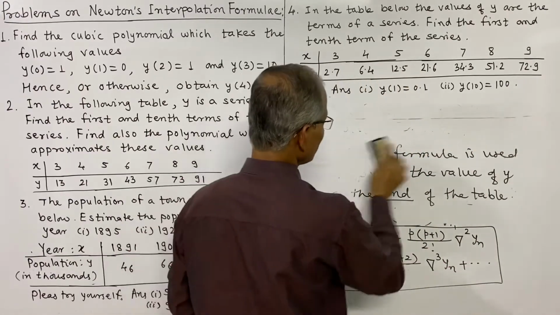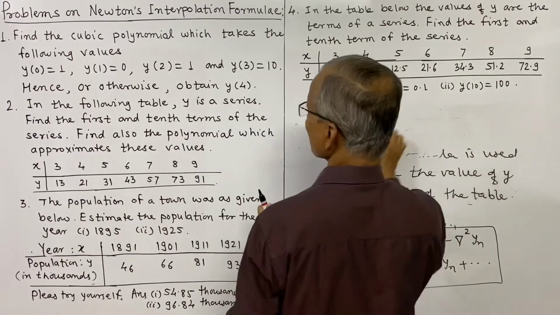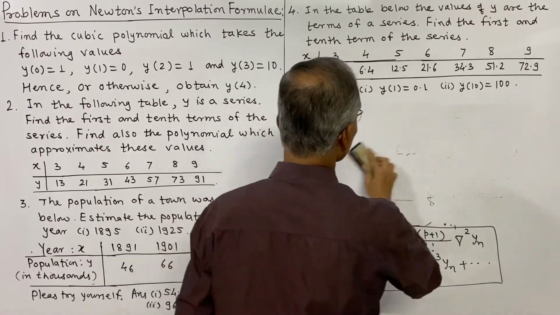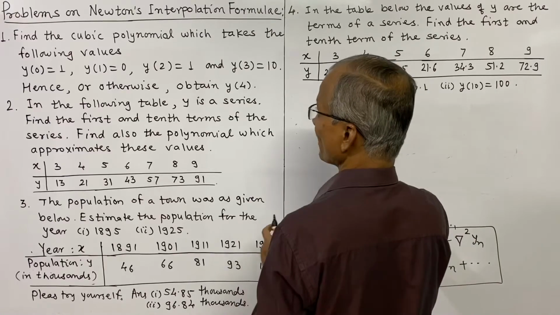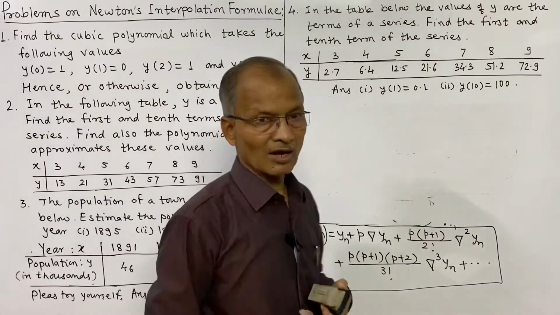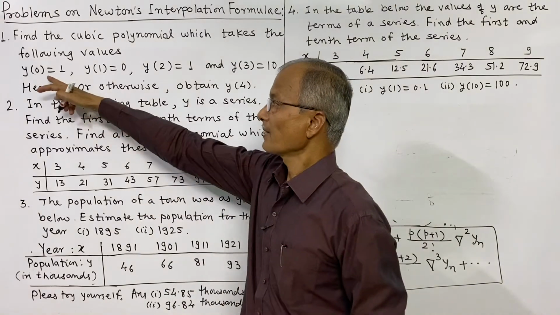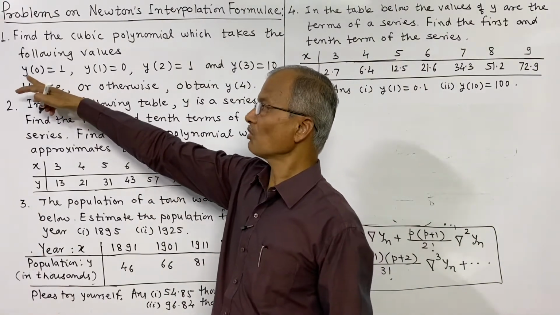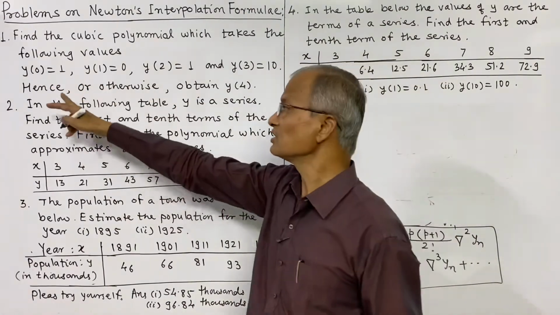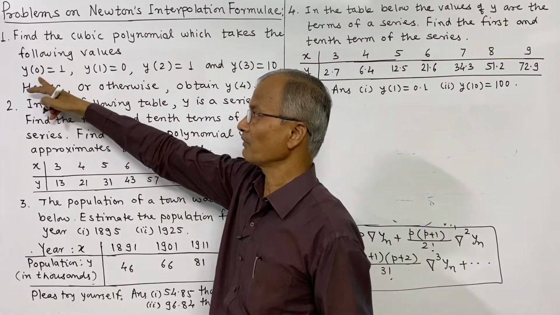The first problem is: find the cubic polynomial which takes the following values. That means the following values are y0 is equal to 1. The value at x is 0, then y is 1. So y is a function of x, and these values in brackets are the values of x.